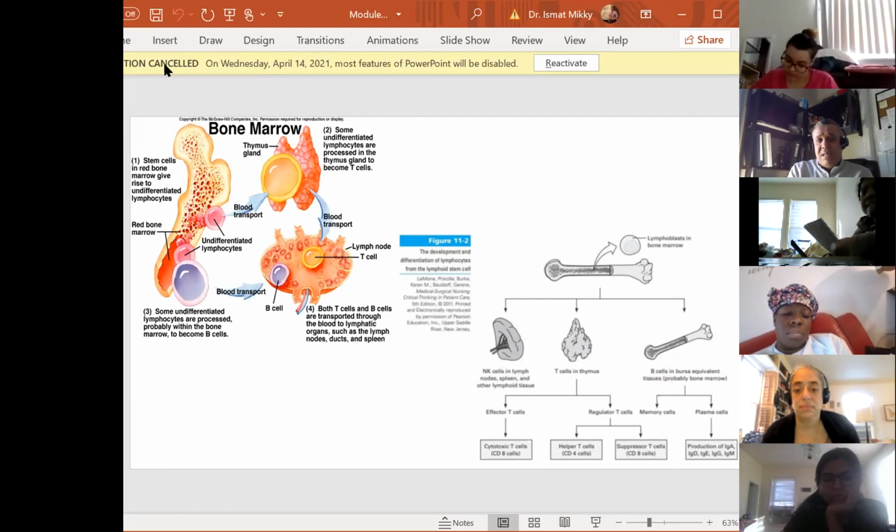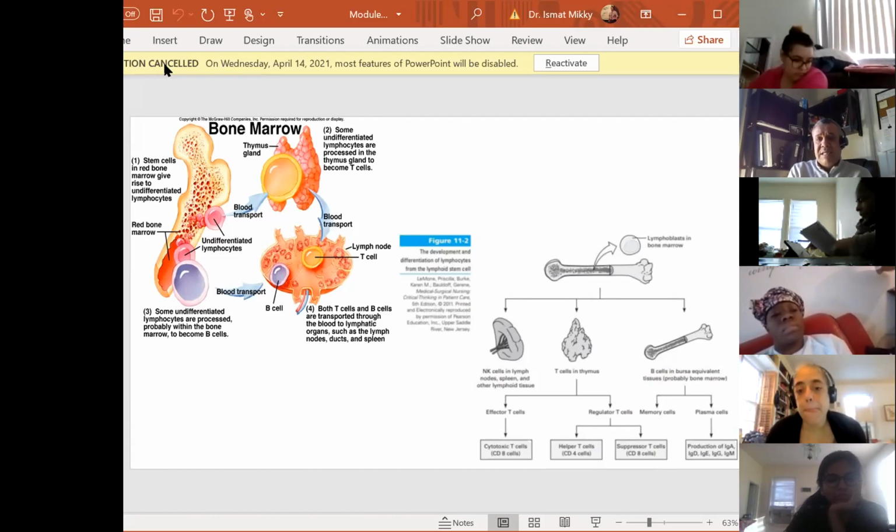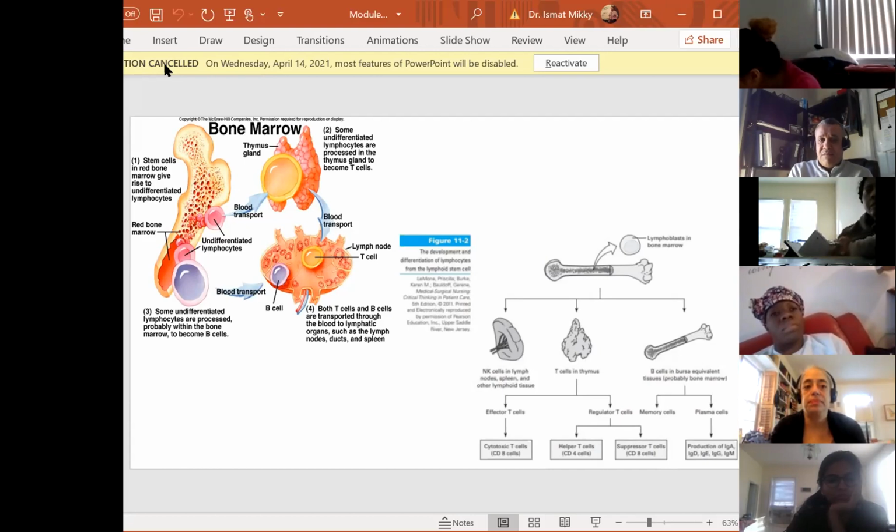Bone marrow releases the T cells, T lymphocytes, which travel to the thymus gland. The thymus gland produces some enzymes to make them effective. So it will make the undifferentiated T cells become more differentiated and become effector T cells. Then they will travel to the lymph nodes and start the surveillance as effector T cells.